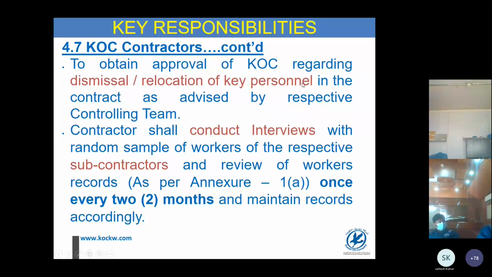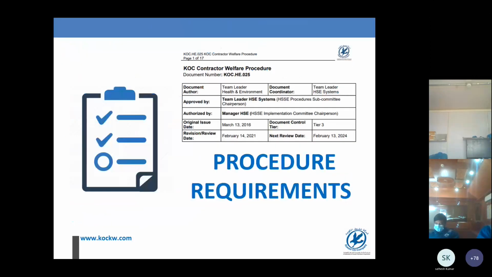And to obtain approval of KOC regarding dismissal or relocation of the key personnel in the contract, which is again one of the important requirements. Also, contractors shall conduct interviews with a random sample of workers of the respective subcontractors. Like KOC is doing contractors interviews, you are supposed to do the subcontractors employees interviews.